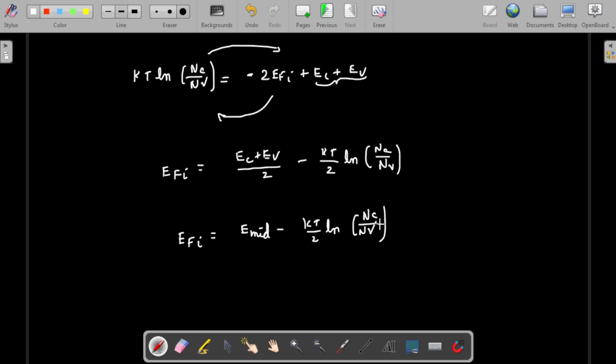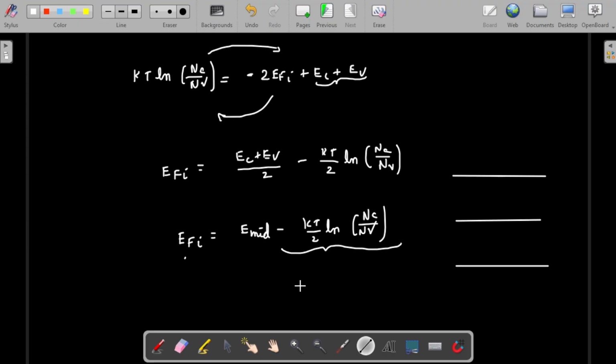Here we come to an observation that the EFi, the intrinsic Fermi level, will not be equal to the mid level. There is some subtraction coming together. We blindly assume many times that if this is EV and above is EC, then the center is EFi. But now we see that the EFi will be slightly lower than E mid. E mid will be here, but EFi will be slightly lower than this, and the lowering amount is KT divided by 2 ln NC by NV.